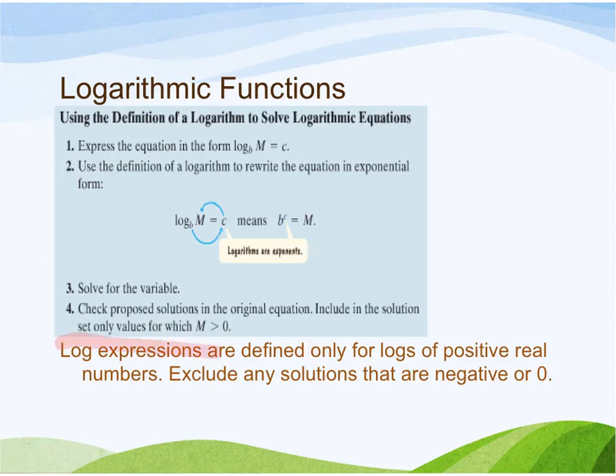I added this on here because it's super important, okay? Log expressions are only defined for logs of positive real numbers, which means I cannot find log of 0, nor can I find log of a negative number. So all of your log equations must be checked, because you can get an answer like x equals negative 3, but if I were to plug that back in, I get the log of a negative number, which is undefined. So any equation involving a log or an ln, because that is a log, you need to make sure you check your answers and exclude anything that would make it negative or 0.